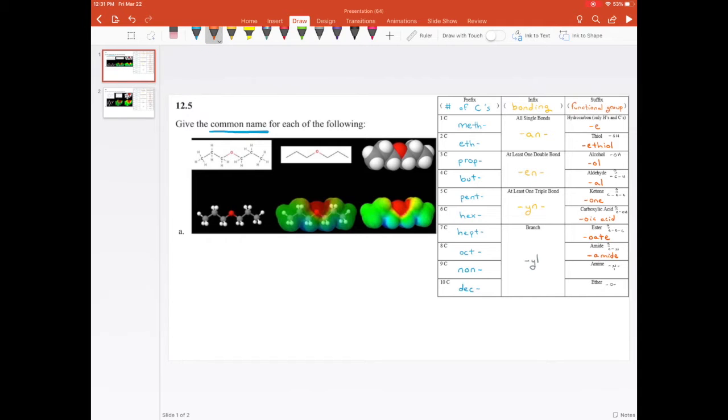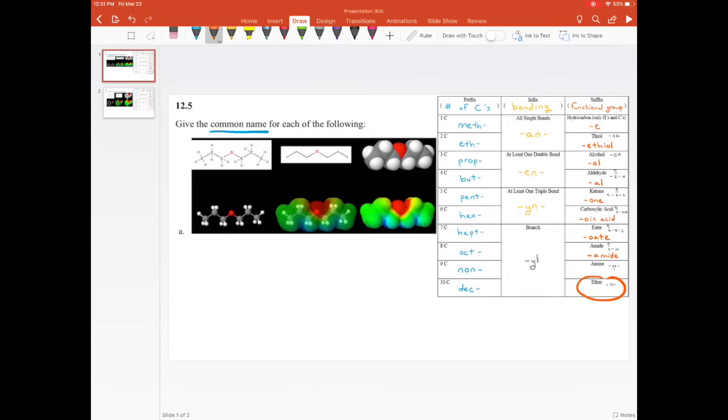And you know that you have an ether when you have an oxygen single bonded, and on each side you have a carbon. So an oxygen single bonded to two different carbon chains. The carbon chains can be anything, but it's an oxygen with a carbon on each side. That's how you know you have an ether.